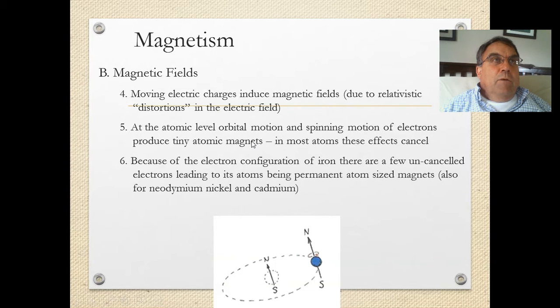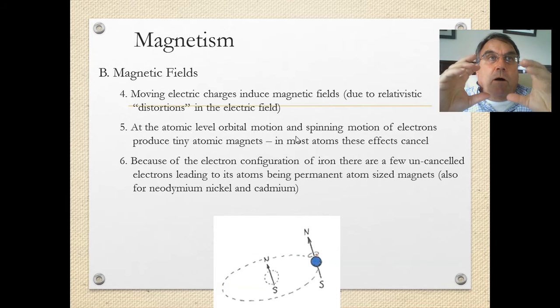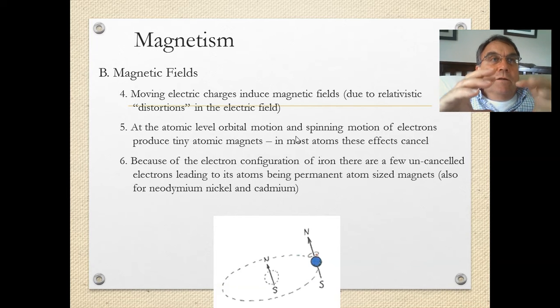And within atoms, of course, we know that electrons are moving. They're moving within the orbitals, but they're moving randomly. And so their orbitals and their spin produce tiny atom-sized magnetic fields. But because the spins are random, in most atoms, these effects cancel out. So a normal atom is neutral electrically as well as neutral magnetically.